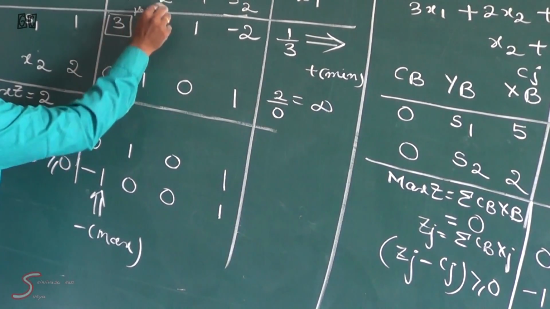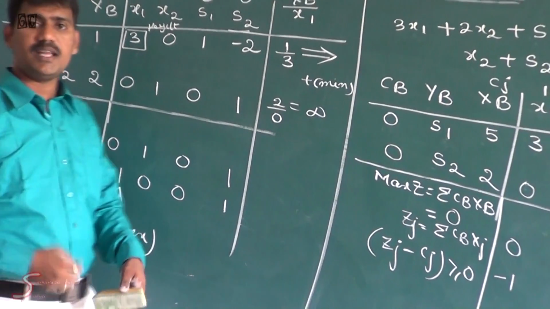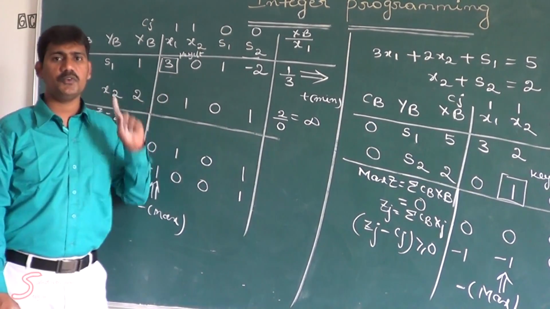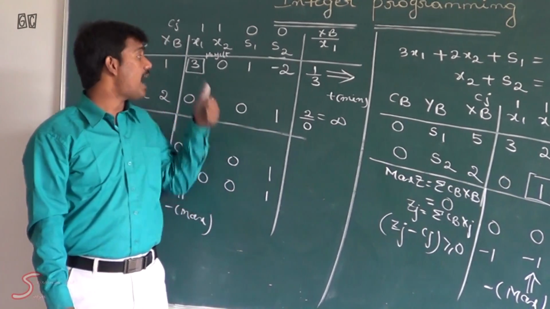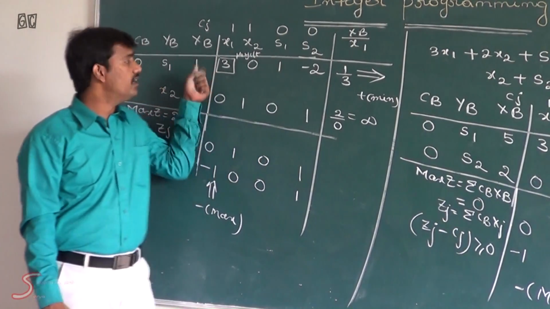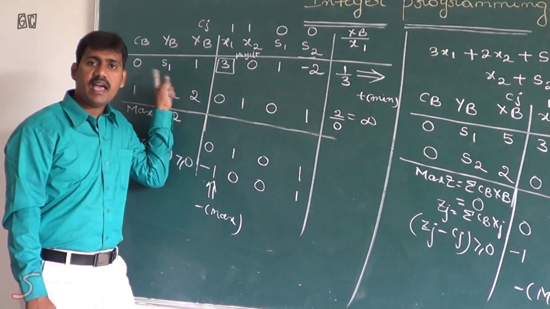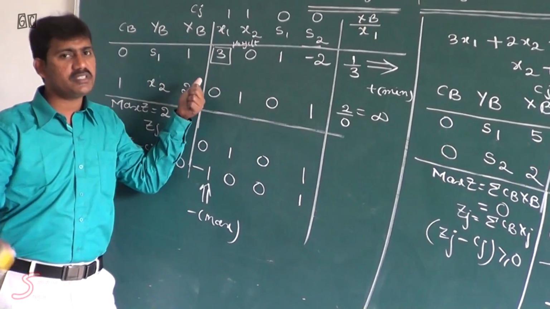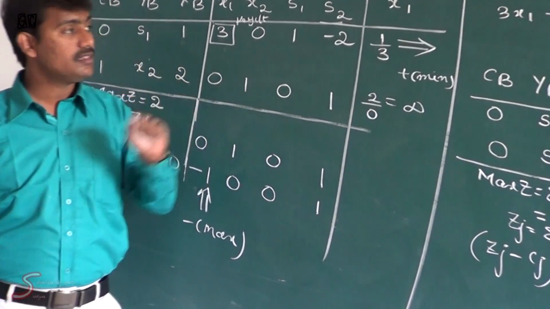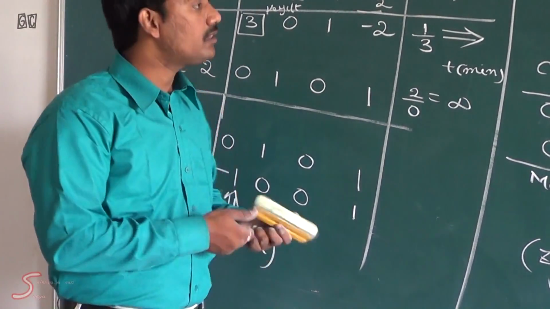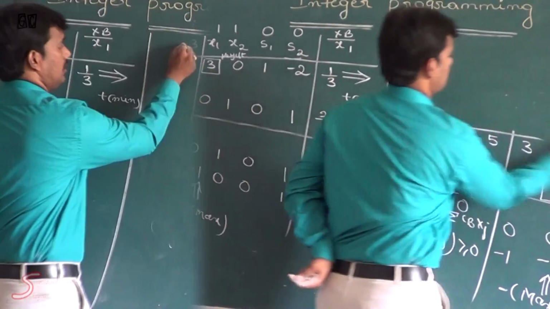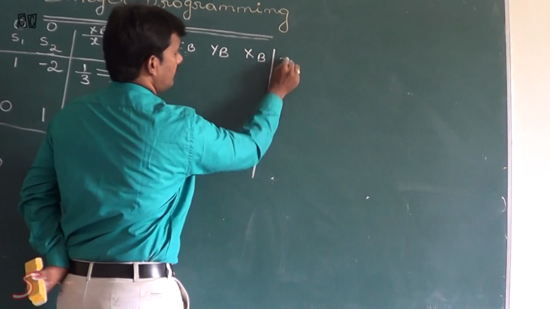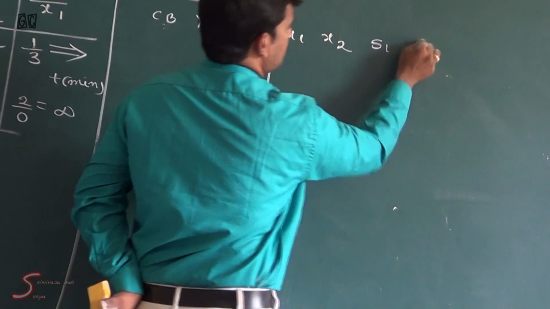So in the previous problem we got 1 as the key element. In the second table we got 3 as the key element. In the same way, we have to make this key element into unity by dividing itself. That is, I am going to divide this entire row by 3. And x1 is the incoming vector, s1 is the outgoing vector. The cost of x1 is 1. And make all the elements in the key column 0 in the third iteration table. That is, the third iteration table is as follows. CB, YB, XB, X1, X2, S1, S2.